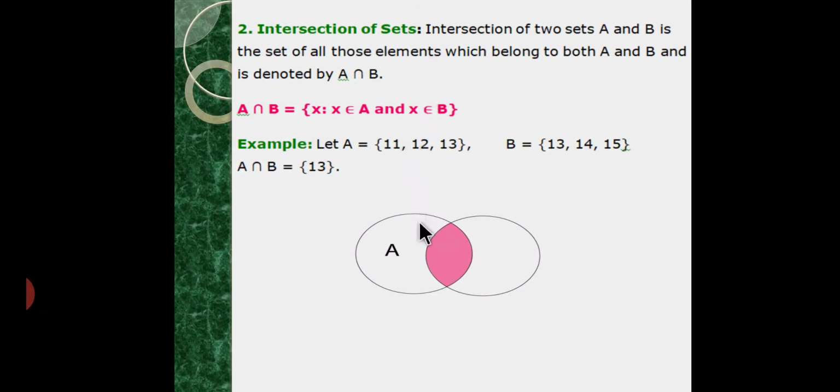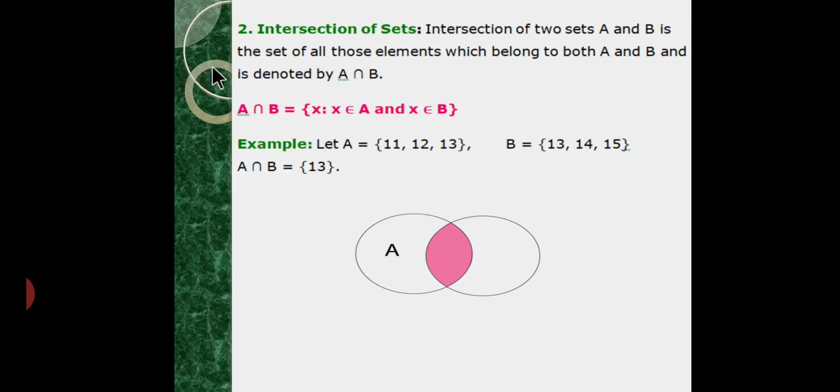Next, intersection of two sets. The intersection of two sets A and B is the set of all those elements which belong to both A and B, and is denoted by A intersection B. That means the common elements of A and B come into the set A intersection B. So what is the intersection of sets?